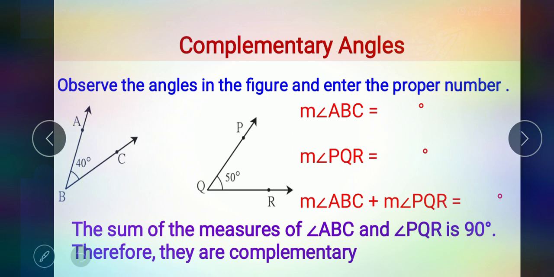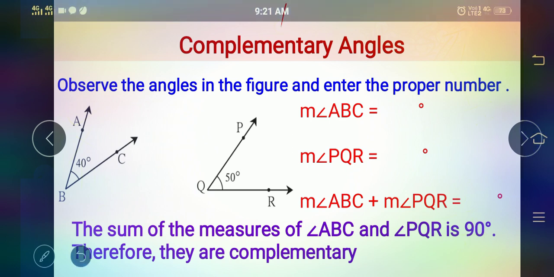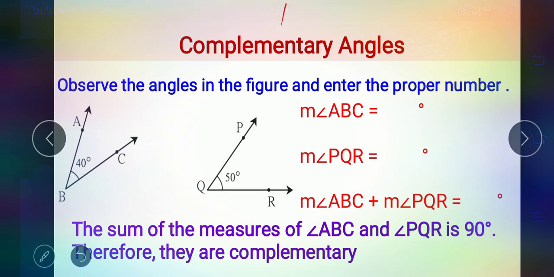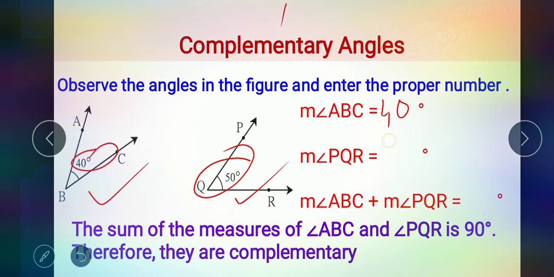Now we'll continue, students. Next we are going to learn about complementary angles. When you see these two angles, we have angle ABC and angle PQR. ABC has a measure of 40 degrees, whereas the measure of angle PQR is 50 degrees. When you add these two angles, you get 40 plus 50, 90 degrees.